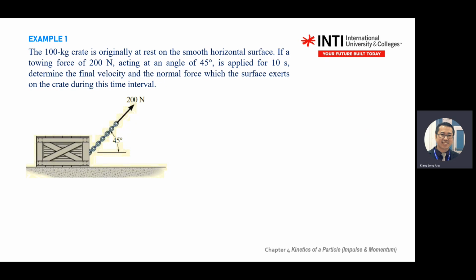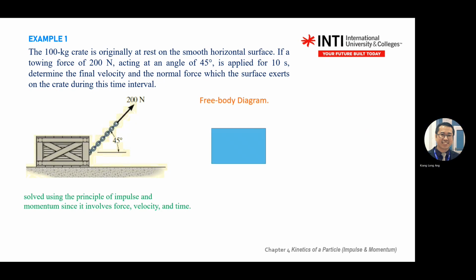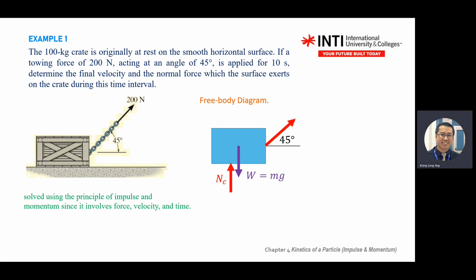How do you start? What do you do? Free body diagram. Okay. So what forces do you have? 200, then what else? Weight, then normal force. Why no friction? Smooth surface. So you have weight, you have the force, you have the normal force.